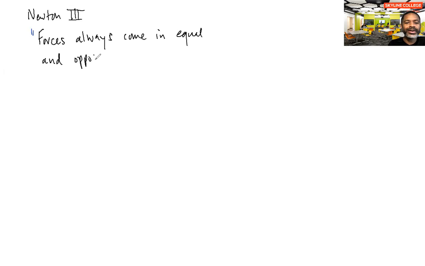So Newton's third law, Newton 3, says that forces always come in equal and opposite pairs. And that's pretty much it. So what does that mean?